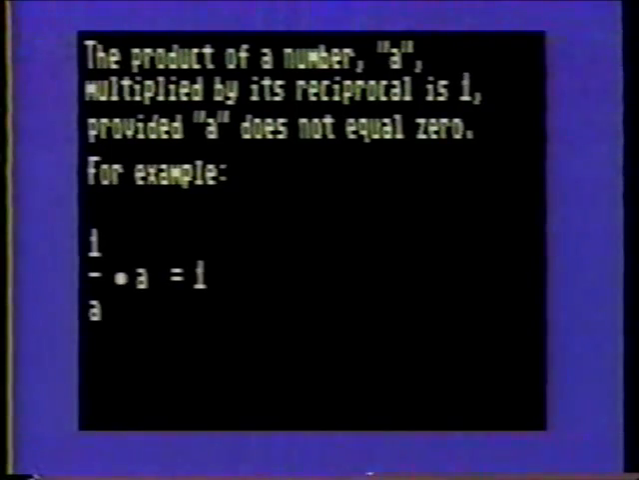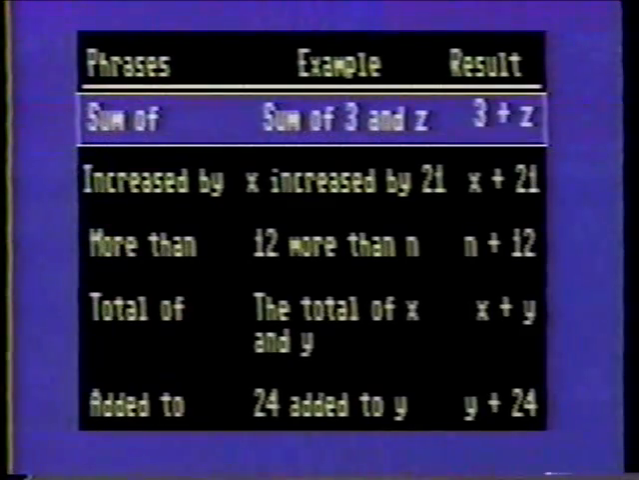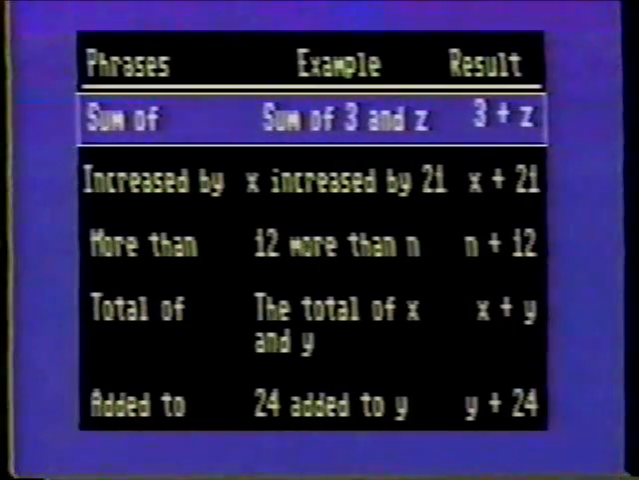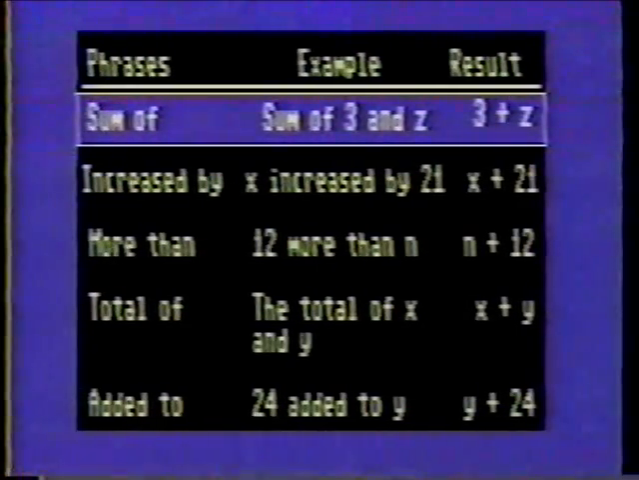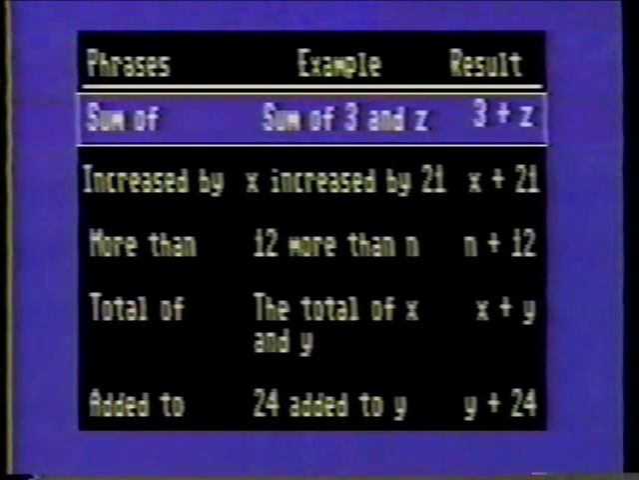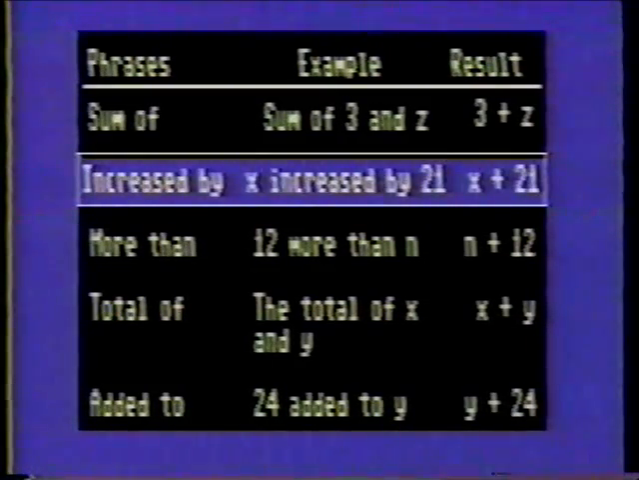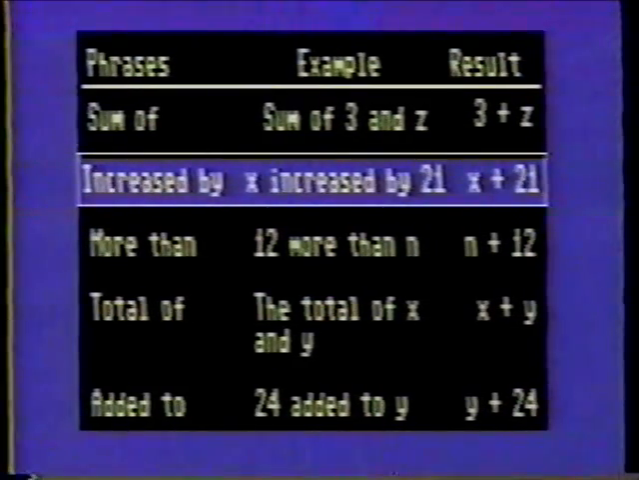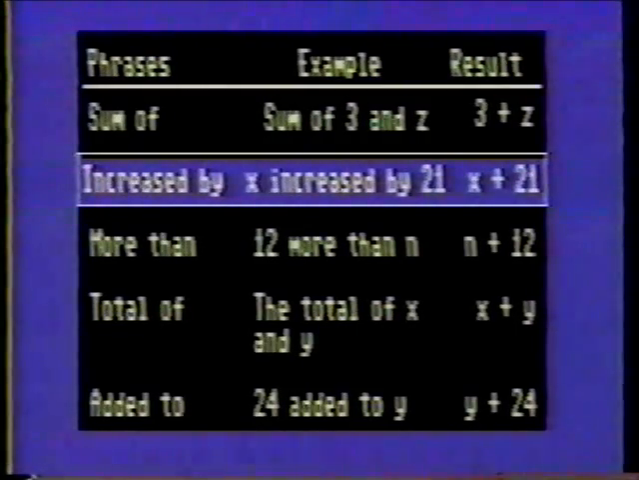Next, let's look at some key phrases used to indicate certain operations. Sum of. Sum of two or more numbers means to add the numbers or variables that follow this phrase. Thus, the sum of 3 and z means add 3 and z. Increase by means increase the number or variable by the constant or variable that follows this phrase. Thus, x increased by 21 means add 21 to x.